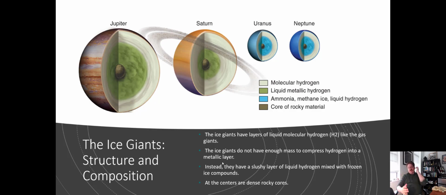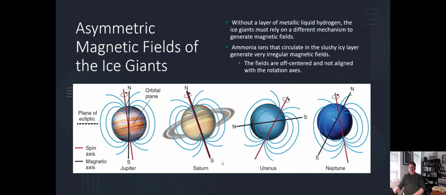So you have a molecular hydrogen upper mantle, and then beneath that you have a slushy material of ammonia, methane ice, liquid hydrogen, and so forth. And then beneath that you have dense rocky cores that are about the size of the Earth, but have much higher, as you might imagine, atmospheric pressure.